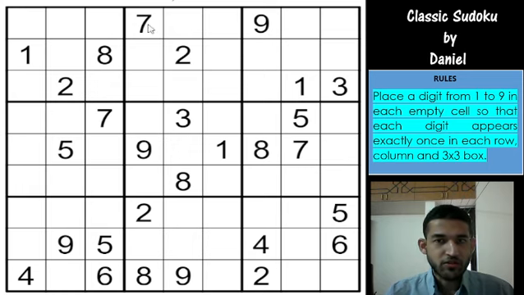So we'll move on to the rules. Rules are normal. Each row, column and 3x3 box will have digits from 1 to 9 without any repetition. So with that, we'll start this Sudoku now.